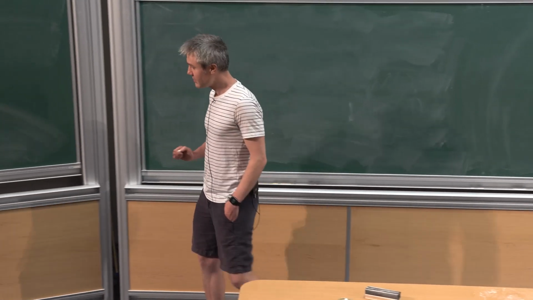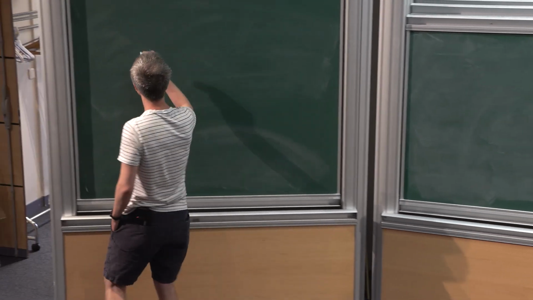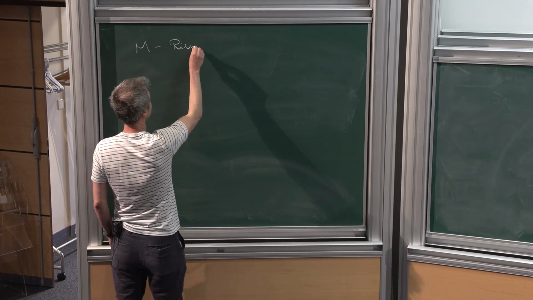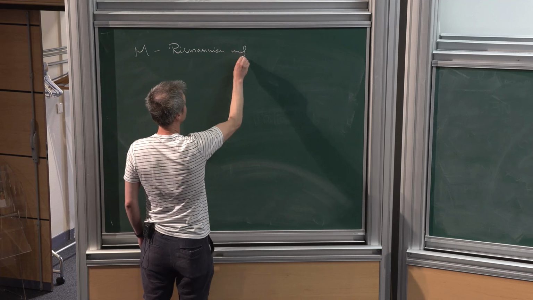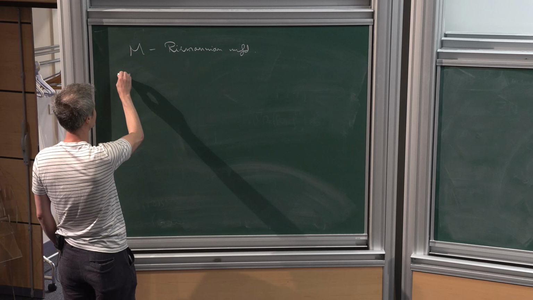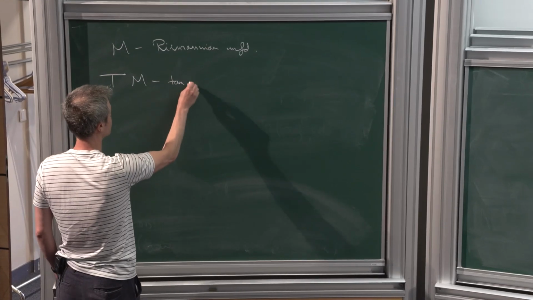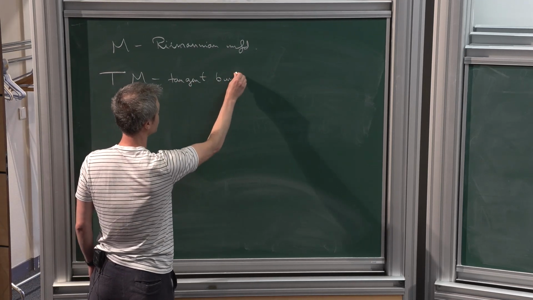So let me remind you what happened in previous episodes. We had a Riemannian manifold, and its tangent bundle had an extra decomposition if you took the tangent bundle to the tangent bundle.